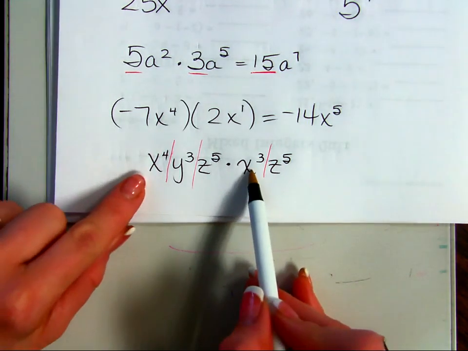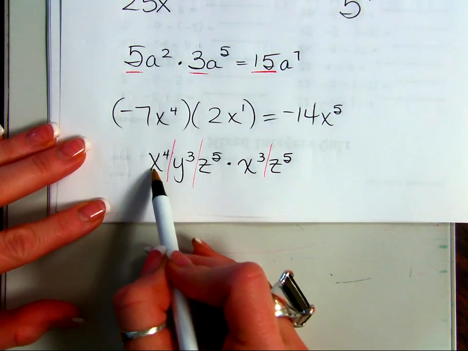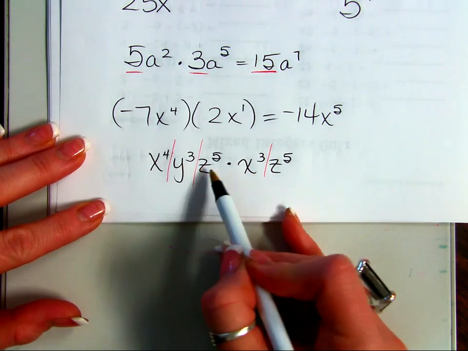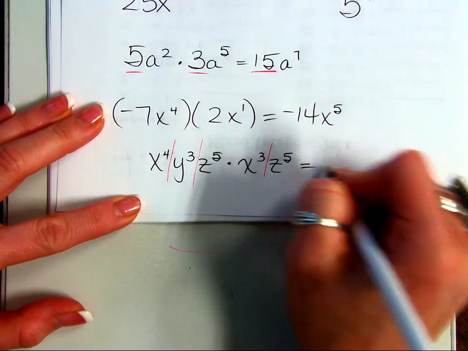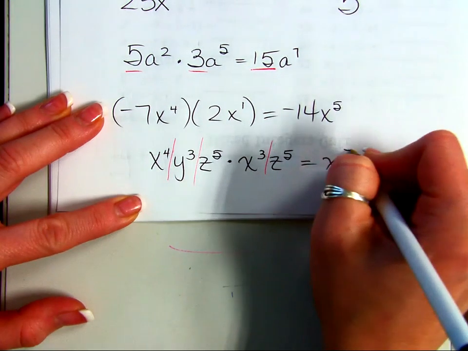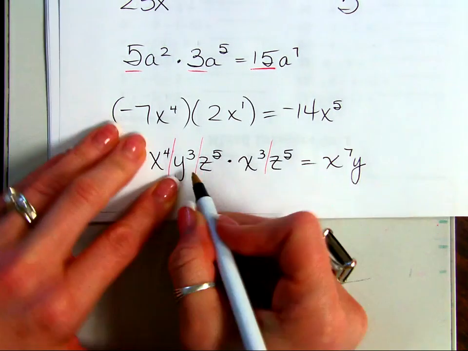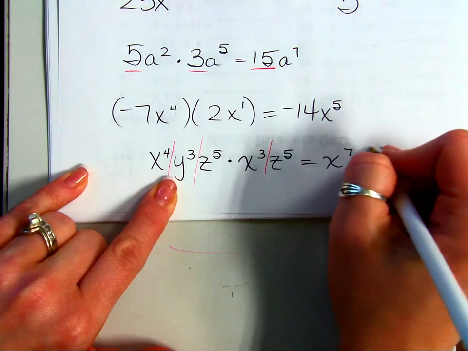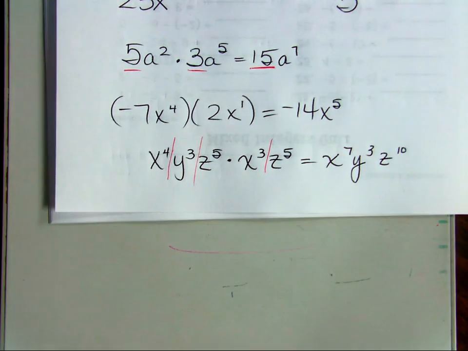So, first let's do our x's. If I wrote all this out, I would write x, x, x, x, y, y, y, z, z, z, z, z, right? I have a total of how many x's? 7. I have a total of how many y's? 3. And a total of how many z's? 10. That's done. That's it. Like, seriously, if you can add, you can do this today. But you have to know to add them and not to multiply them.